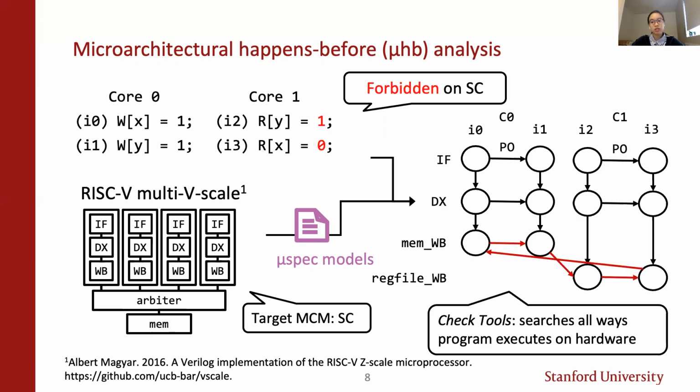The Check tools need to determine whether the program run on Multi-V-scale can ever produce such a result where the read of X returns 0, disallowed by sequential consistency. To do so, the Check tools explore all ways the input hardware can execute the program, checking for possible MCM violations. To facilitate this search, the Check tools model hardware-specific program execution as an MHB graph, one shown on the right, which encodes an execution of the input program having an illegal result on the input hardware. Let's take a closer look.